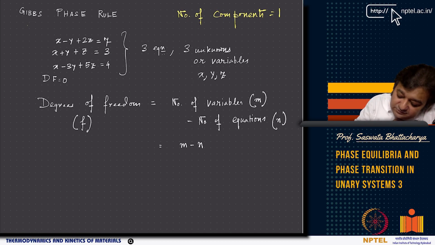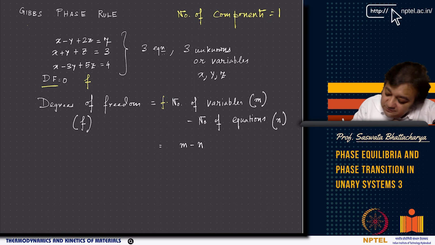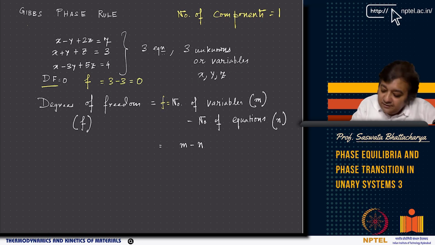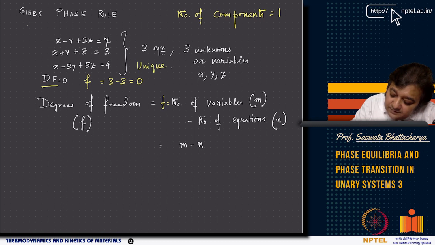So a unique solution means degree of freedom, df, or you can also call it f, is equal to the number of variables minus the number of equations. So in this case it is 3 minus 3, which is equal to 0. So here what you have is a unique solution to this problem.